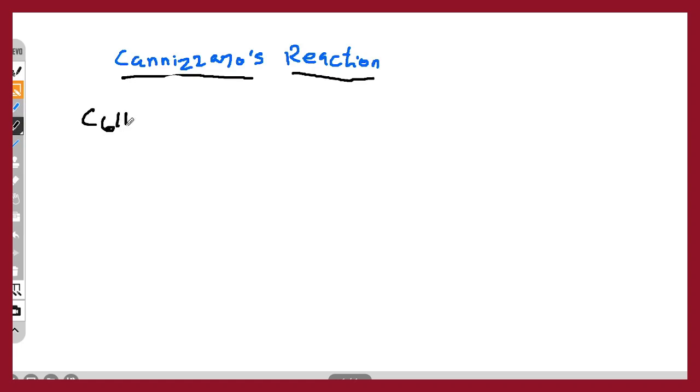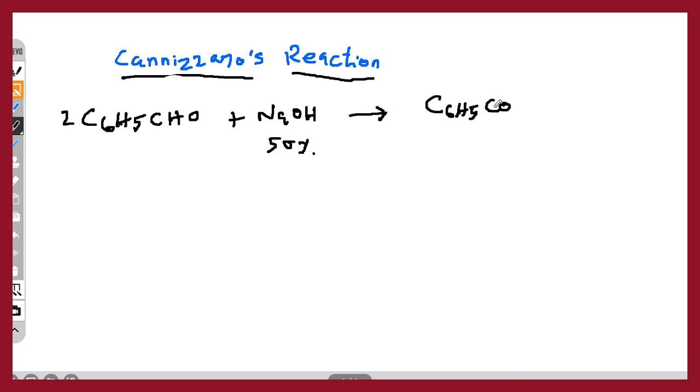Benzaldehyde, C6H5CHO. 2 moles of benzaldehyde react with 50% concentrated sodium hydroxide. It gives sodium benzoate.